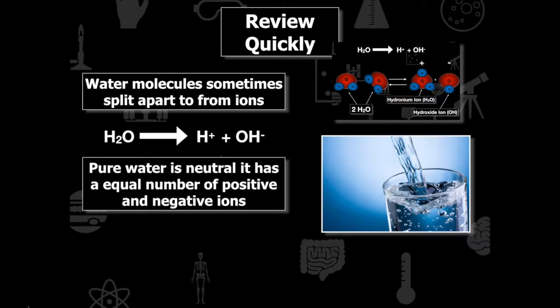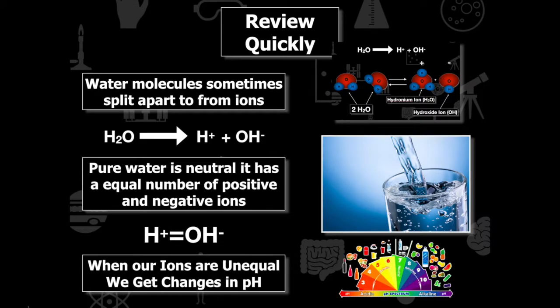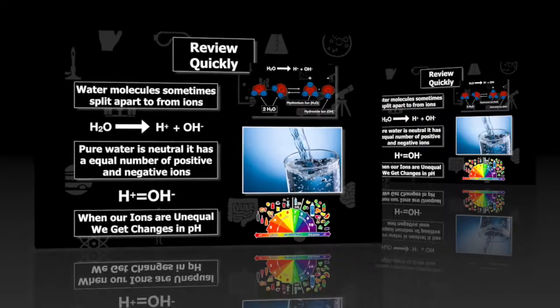Now, pure water is neutral, and it has an equal number of positive and negative ions. So we have an equal number of hydronium and an equal number of hydroxide. If we were looking at a glass of water, it would have water molecules. It would also have an even amount of hydronium ions and an even amount of hydroxide ions if it was purely neutral. The other thing we have to keep in mind is pH is dependent upon the quantity of these hydronium and hydroxide ions in the water.